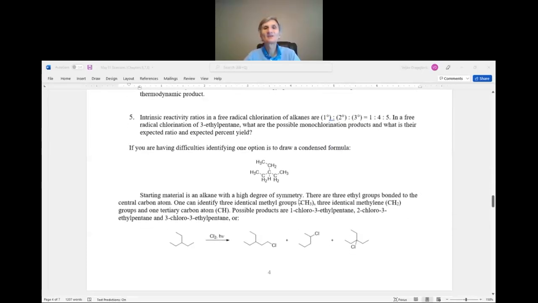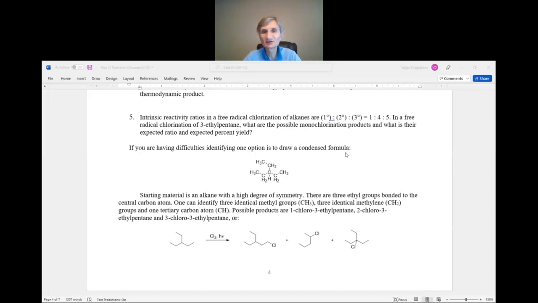So here we have intrinsic reactivity ratio in free radical chlorination of alkanes, which is primary, secondary, tertiary. I hope you know these symbols. These are symbols for degree of substitution. 1 degree of substitution means primary, 2 degrees secondary, 3 degrees tertiary. So intrinsic reactivity ratios for primary, secondary to tertiary are 1 to 4 to 5.